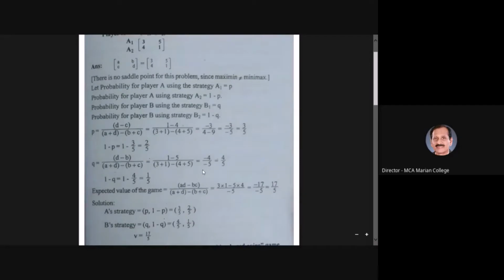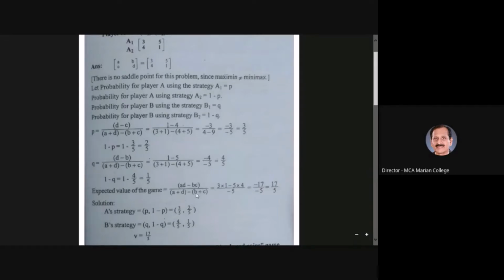The same way, we can calculate Q using this formula, D minus B. Instead of C, here we have B. All the other variables are the same. So in this case, 1 minus 5, that is 1 minus B, divided by 3 plus 1 minus 4 plus 5, that is minus 4 by minus 5, that is 4 by 5. So the value of 1 minus Q is 1 minus 4 by 5, that is 1 by 5. So we got all the probabilities now, P and Q.